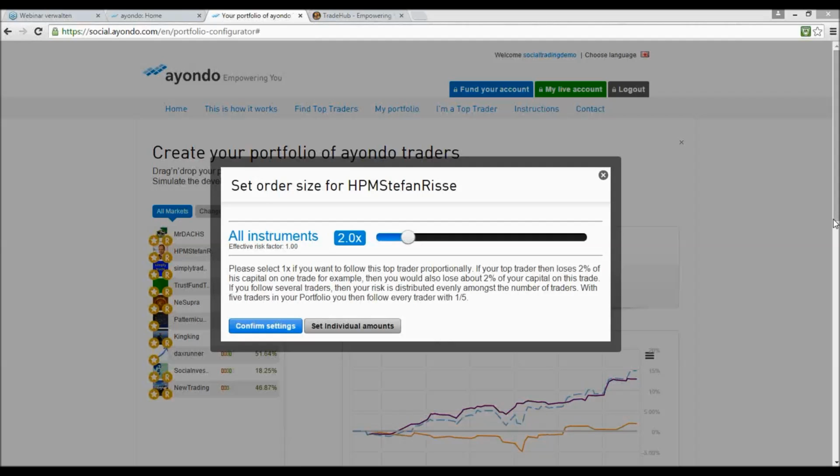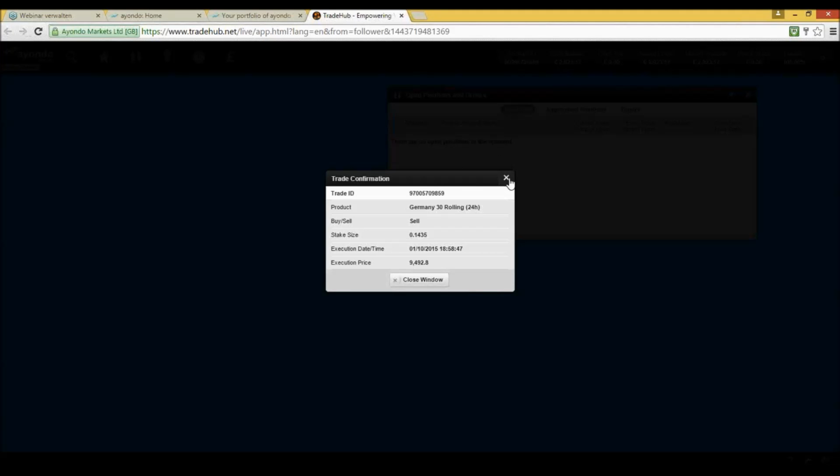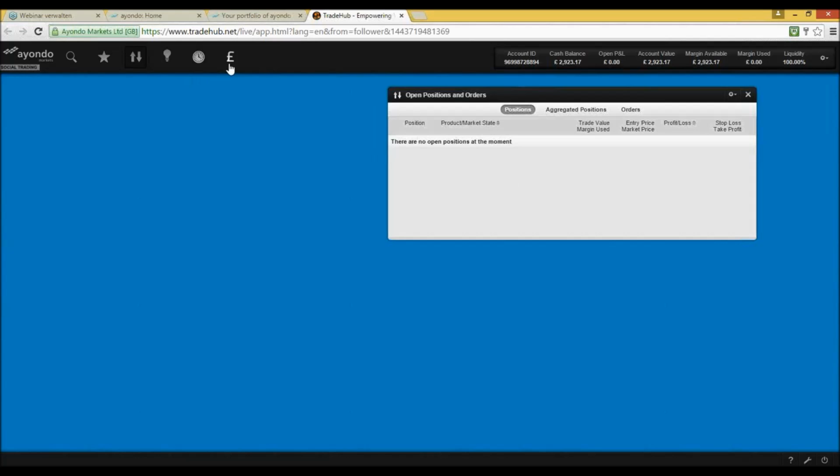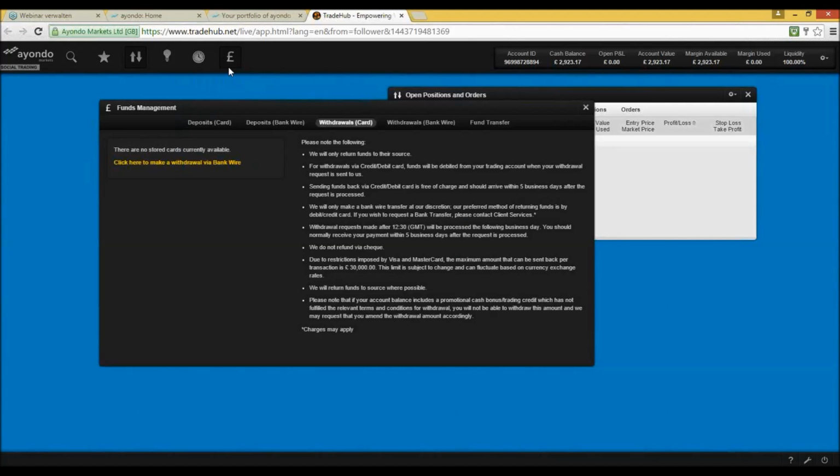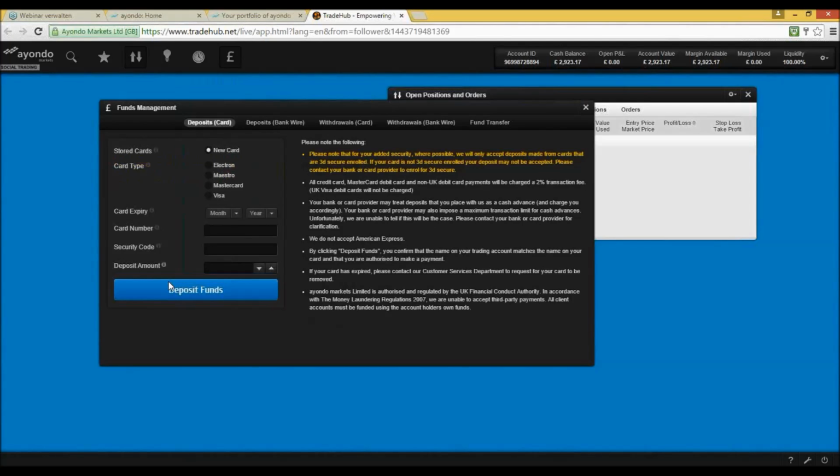So the minimum funding level that we accept on the Ayondo platform is fairly low. It starts at a reasonable level of £100, or €100. And again, you'll find that information on the Trade Hub platform. When you go there, it does have a minimum deposit requirement. So I will just show you that now. When you go back to the funds management section and go to deposits by card, and click on deposit amount, it'll tell you to please enter a minimum amount of 100. So that's that.